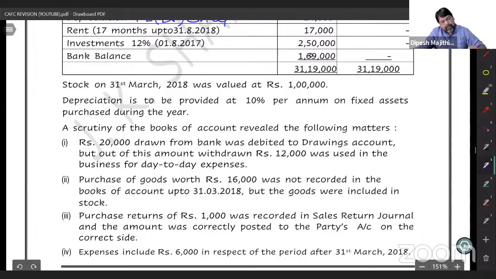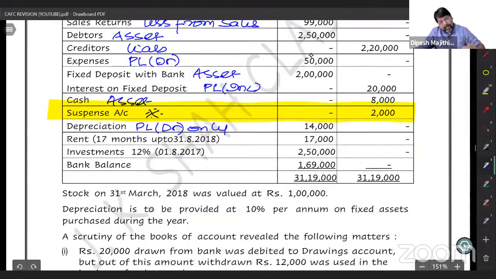Now, rent for 17 months up to 31st August is 17,000. 17 months, 17,000. Therefore, 5 months prepaid is equal to 5,000. Investment, 12%.